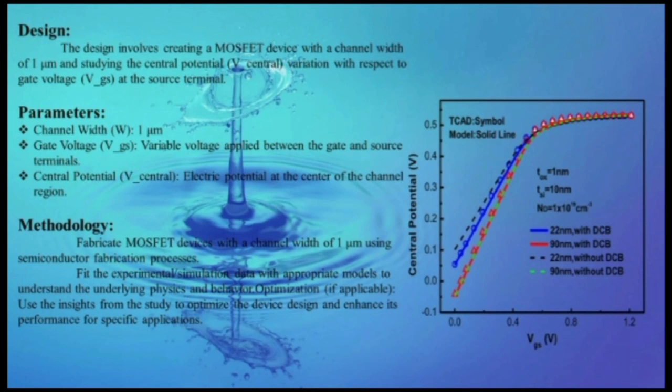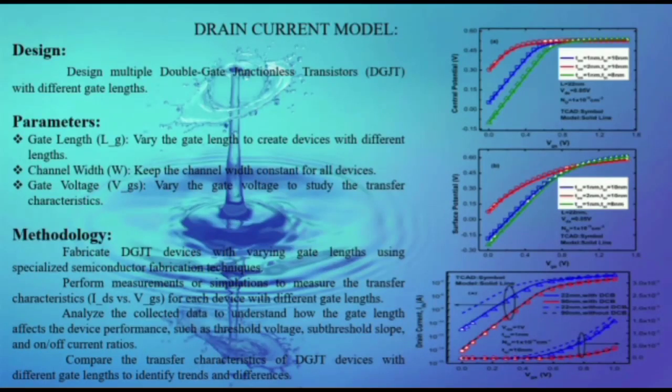Perform measurements or simulation to vary VGS and measure the corresponding V center at the source terminal. Analyze the collected data to understand how the central potential changes with different gate voltage. In the upcoming slide, we are going to see the drain current versus voltage.